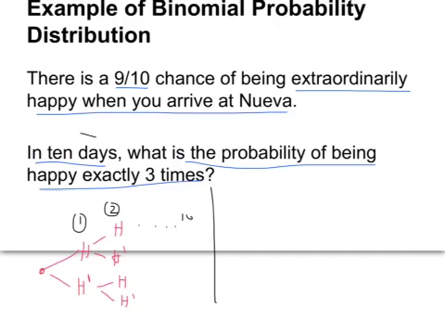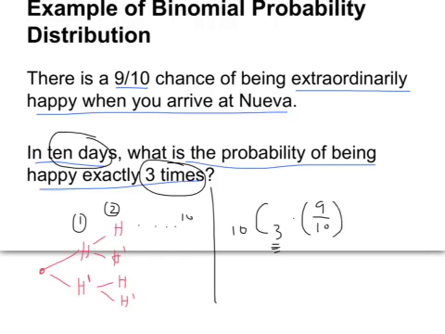Okay, well, there are 10 days for me to choose 3 times of being happy. So there are 10 days where I'm choosing 3 days to be happy. And on these 3 days when I'm happy, the probability of being happy is 9/10. And how many times do I have to be happy? Well, 3 times. So it's going to be 9/10 times 9/10 times 9/10.